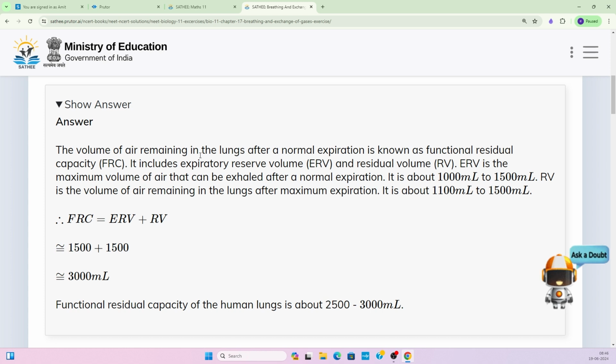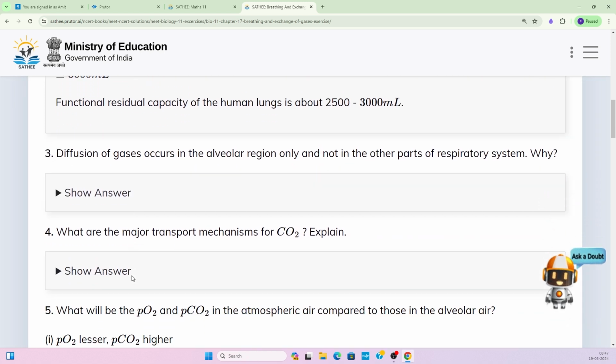So functional residual capacity is equal to ERV plus RV. That will be 1500 ml plus 1500 ml, so a total of around 3000 ml. The functional residual capacity of the human lung is about 2500 to 3000 ml. So this is the functional residual capacity.